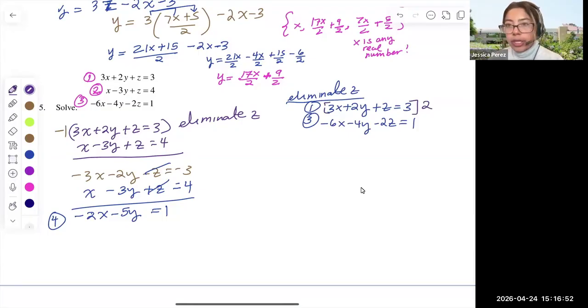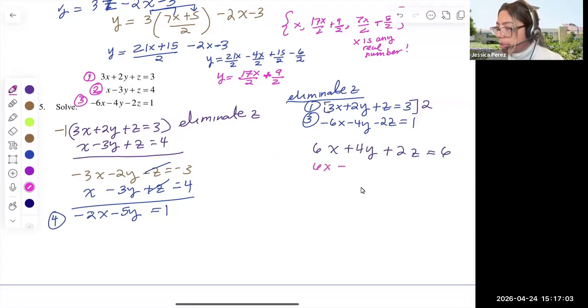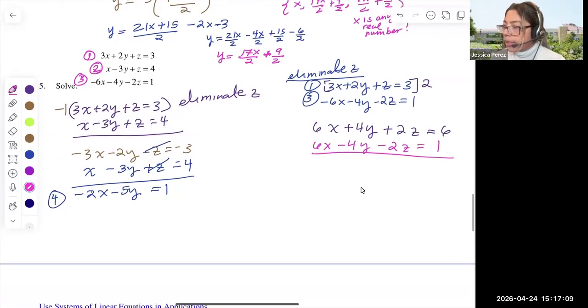When I multiply it by a positive 2, on the first equation, I get 6x plus 4y plus 2z equals 6. And the third equation remained untouched. So that's negative 6x minus 4y minus 2z equal 1. Notice that here there should be a negative because it remained untouched. So plus and minus, plus and minus, plus and minus. I get 0 equals 7.